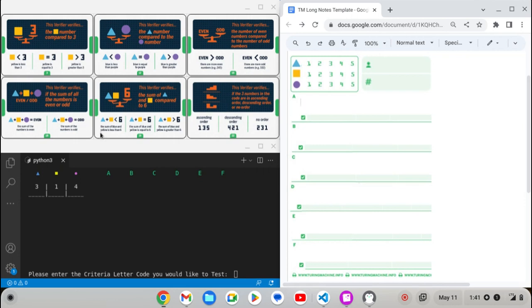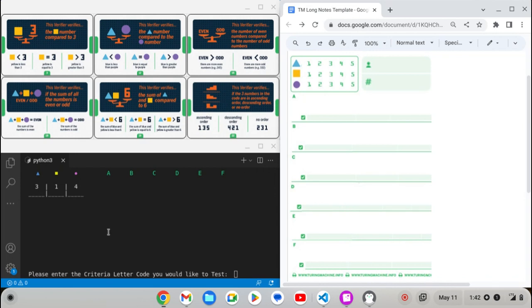Criteria E will add the first and the second digit, the triangle and the square, and compare that sum to 6. Is the sum less than 6? Is it equal to 6? Or is it greater than 6? And this last criteria F, I believe, is also a brand new one to the daily Turing Machine puzzle solve. Basically, it's a way to determine whether the digits in order from triangle, square, and circle are ascending, meaning are they increasing at every point? Are they descending? Or is there no order?